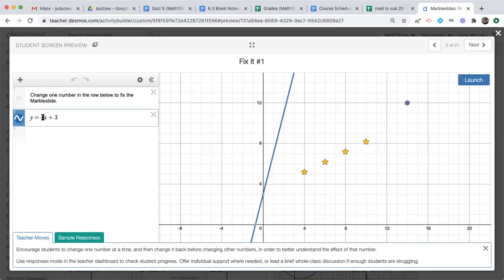Like 1. Okay, let's try 1. So let's try 1, right? And here's the beauty of this. You can just keep deleting numbers and inserting new numbers and just keep trying, okay? So there's a lot of guess and check here.